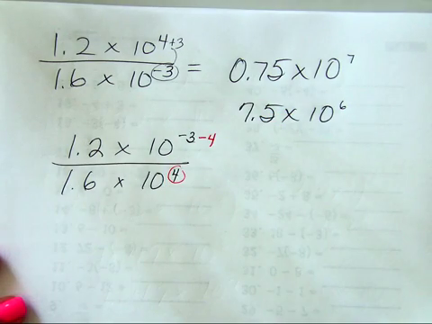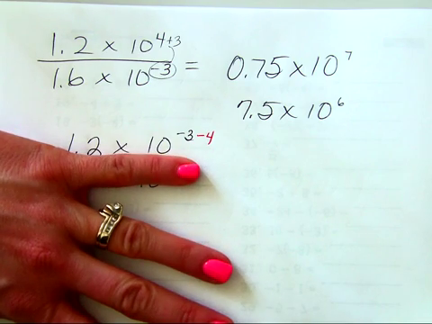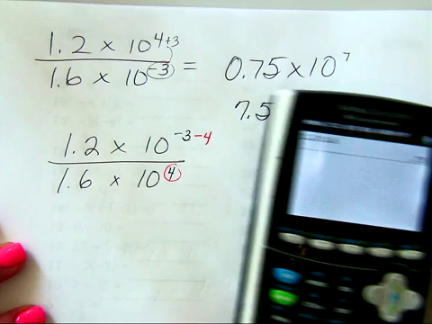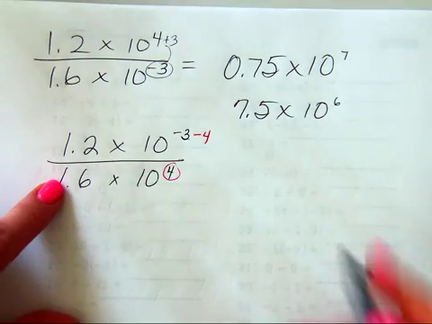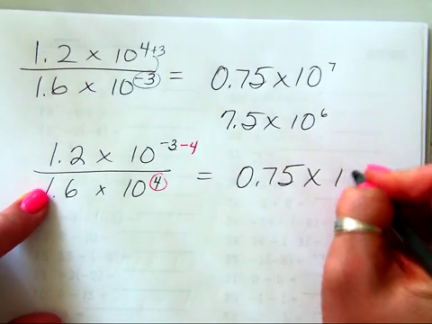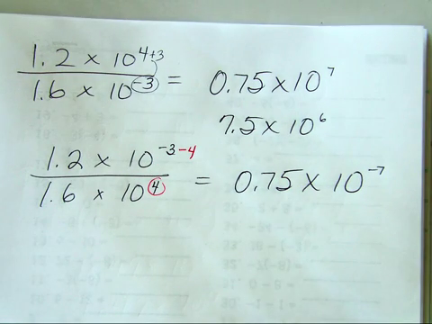So look what I have up here. When you do scientific notation, you can't have anything dangling down there in that denominator. It's got to be all up, okay? So now look what I did. I have 1.2 divided by this is 0.75 times 10 to the negative 7th. And so what? That's your answer.